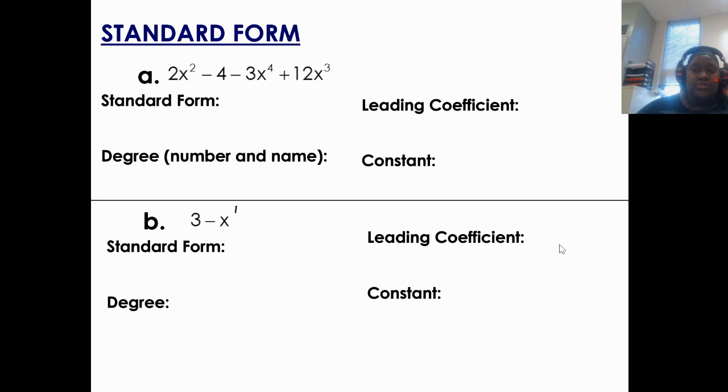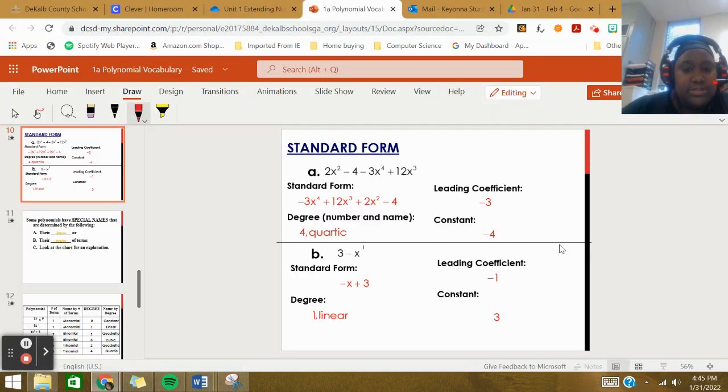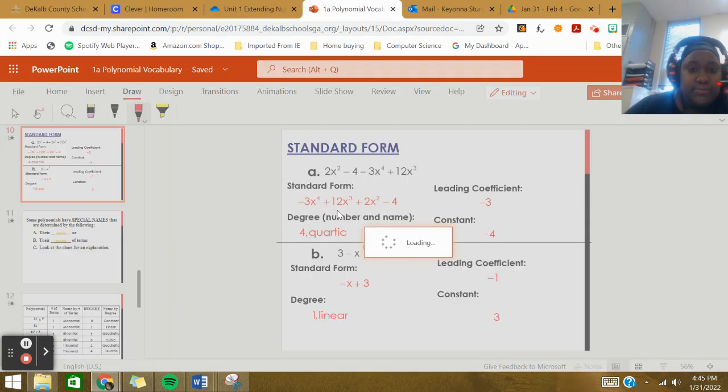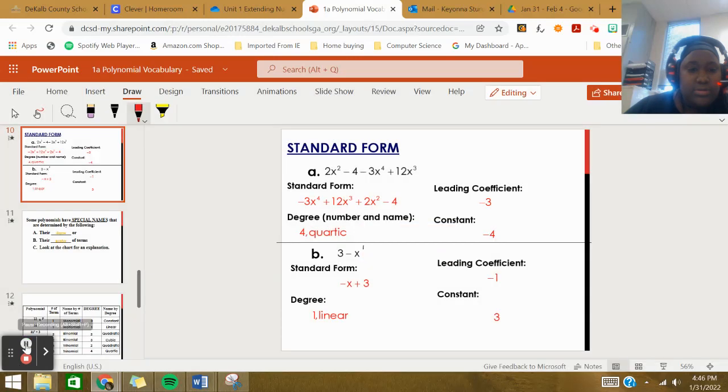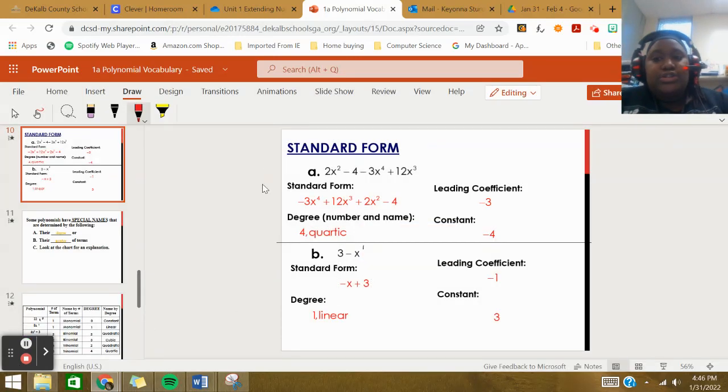We're going to go ahead and go through several examples. I'm going to go ahead and shrink this so I can fill it in. Okay, so the very first thing we want to do is write this function in standard form. So remember that the definition of standard form is from highest to lowest exponent. So the first or the highest power we have is 4. Our exponent degree is 3. Then we have 2, and then we have 0.